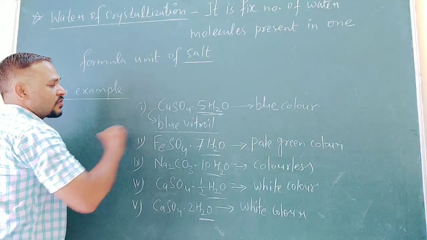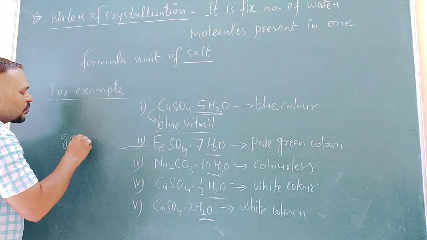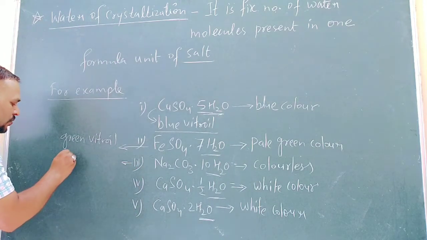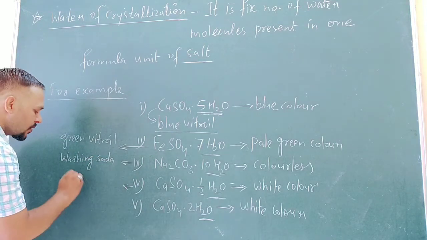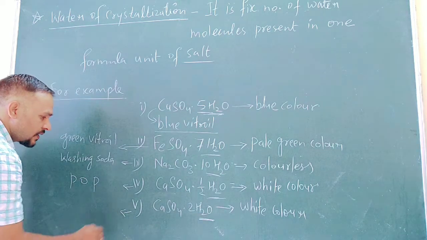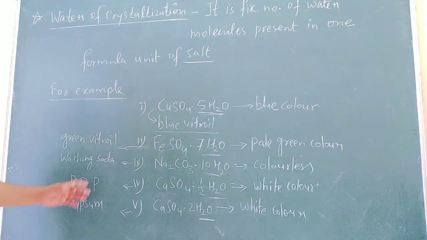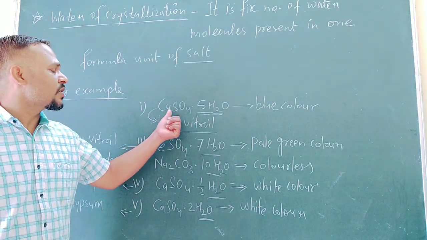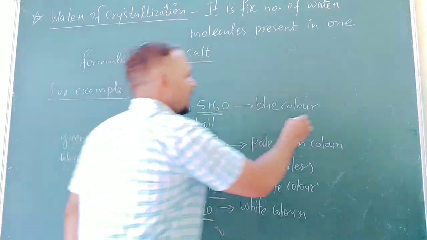Here are the names. This is also called blue vitriol. It is also called green vitriol. Sometimes the formula is asked by the name. It is washing soda. It is POP. It is gypsum. Sometimes the chemical name is asked. What is the chemical name of blue vitriol?